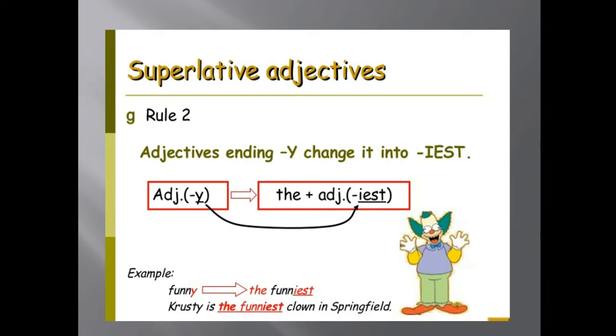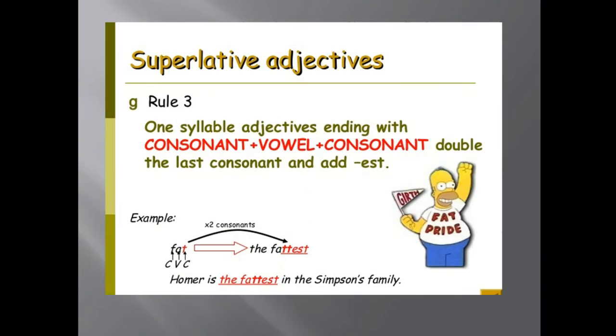Rule 2. Adjectives ending in y, change it into iest. As funny, the funniest. Christy is the funniest clown in Springfield. Rule 3. One syllable adjectives ending with consonant, vowel, consonant, double the last consonant and add est. As in fat, fattest.